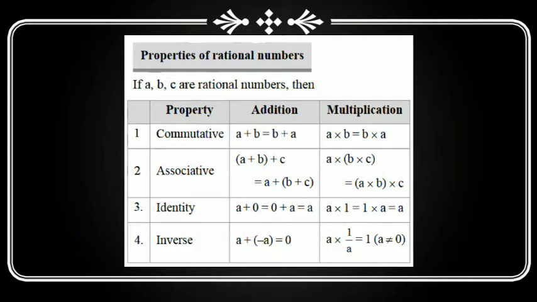Third, identity: addition, a plus 0 equals 0 plus a equals a; multiplication, a into 1 equals 1 into a equals a. Fourth, inverse: addition, a plus minus a equals 0; multiplication, a into 1 by a equals 1, where a is not equal to 0.